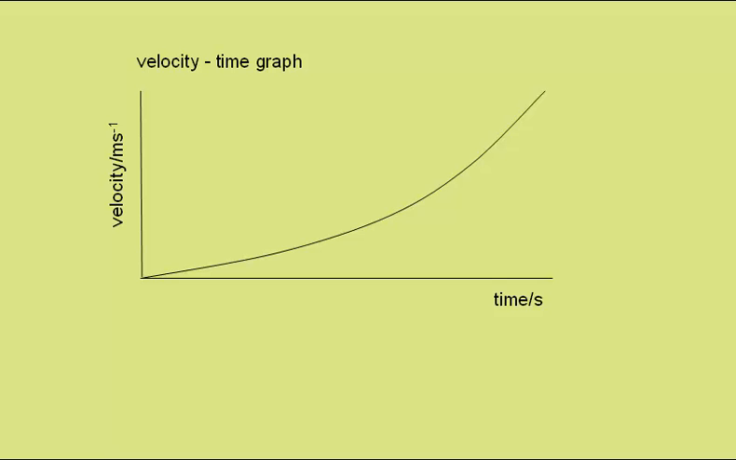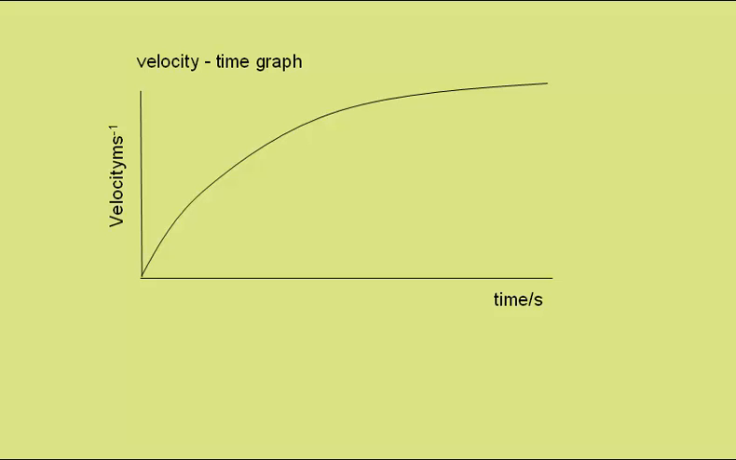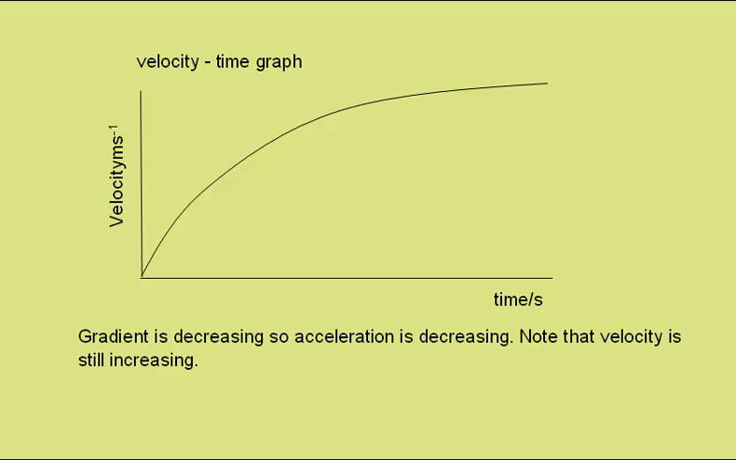With this velocity time graph, the gradient is increasing, so the acceleration is increasing. And with this one, the gradient is decreasing, so the acceleration is decreasing. But here, the object is going at a greater velocity than it was here. Here it is still going at a greater velocity than it was here. So the velocity is still increasing, just that the rate of change of velocity, or acceleration, is decreasing.